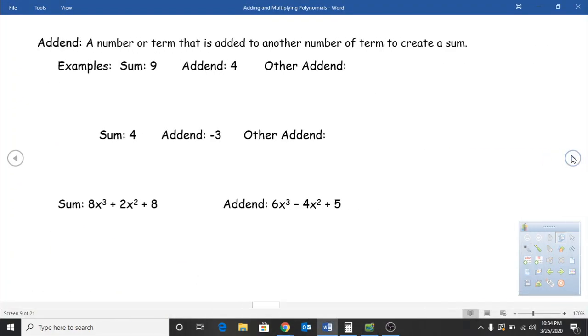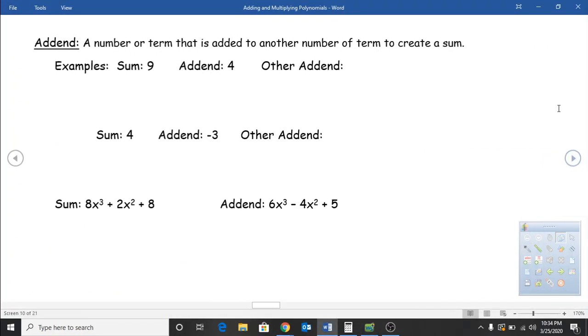So that's how you can add and subtract polynomials, right? Now, besides adding and subtracting, one of the questions that's been asked before is something called an addend, right? And an addend isn't something that we see too often. It's not a term that we see, but it is something that we do need to know, right?